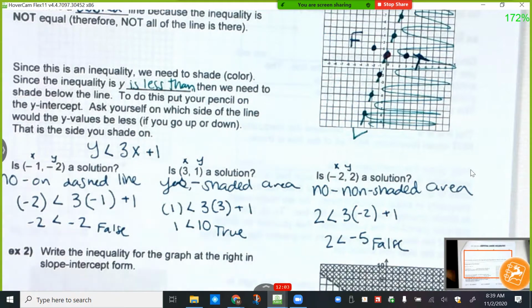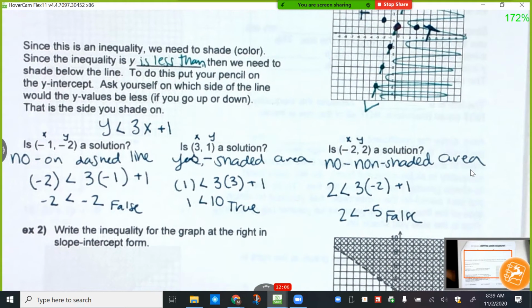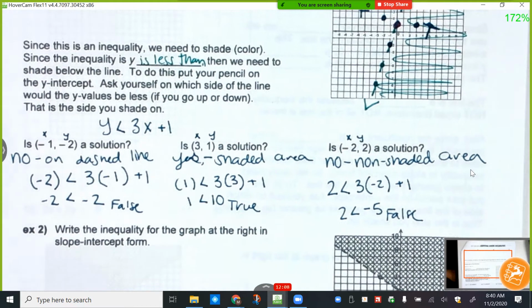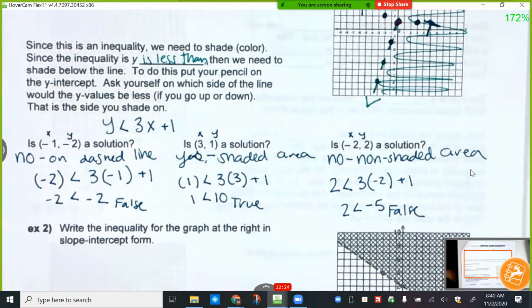Okay. What do you think the easiest point to test is? I think I heard it a couple times. 0, 0. The origin, right? Because if you plug in 0, what does it do? Gives you 0. Like, really, there's no math involved because you know anything times 0 is 0. Okay, so we'll talk about that here in a second.